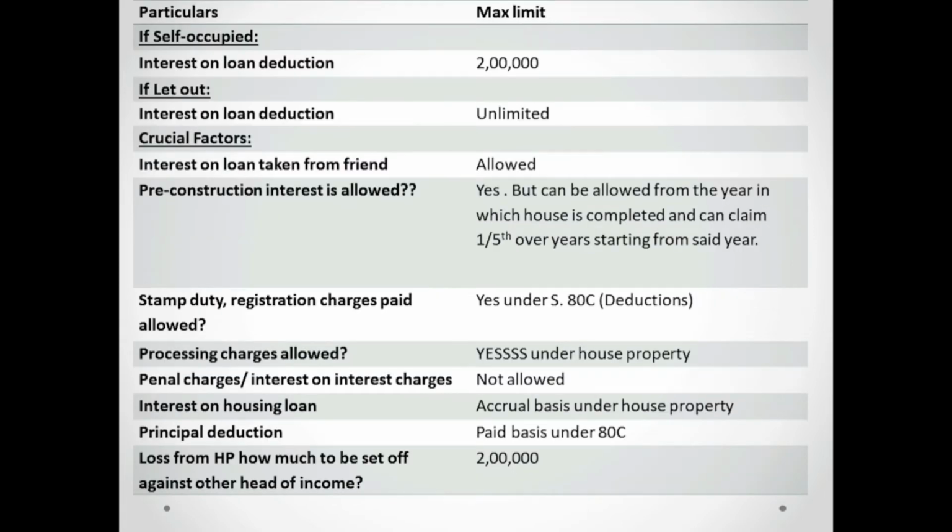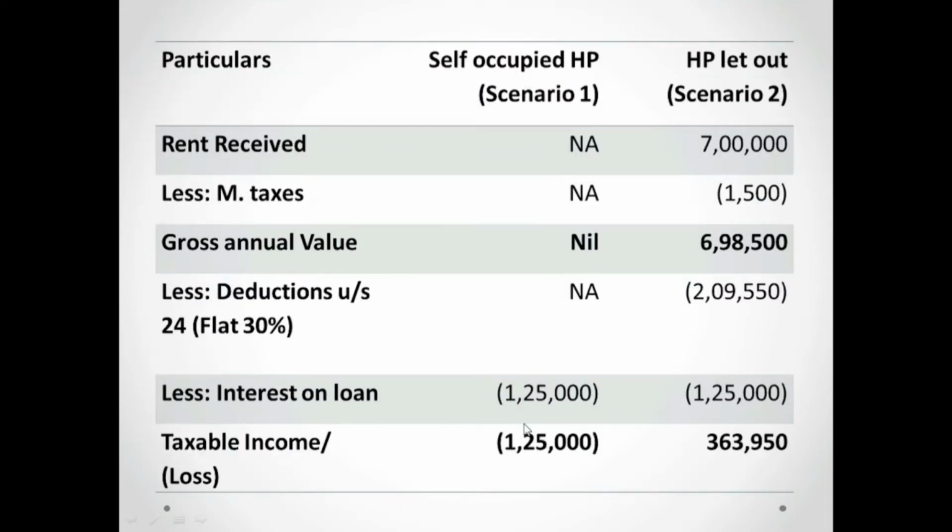So now let's see some crucial factors. If self-occupied, interest on loan deduction will be maximum 2 lakh rupees. That will be the limit prescribed under the Income Tax Act. So here 1,25,000 was there. Since it's 1,25,000 it is allowed, but if it's above 2 lakh it would not be allowed. It would be only up to 2 lakh rupees.